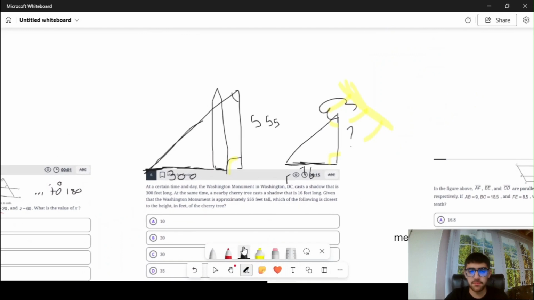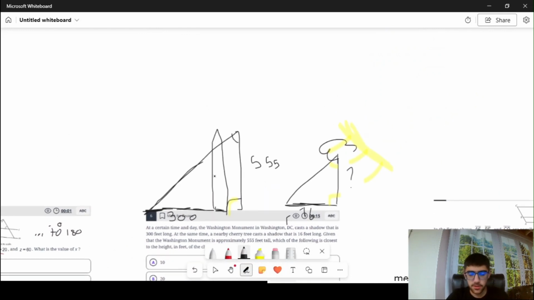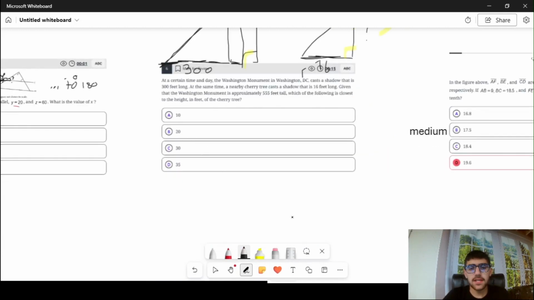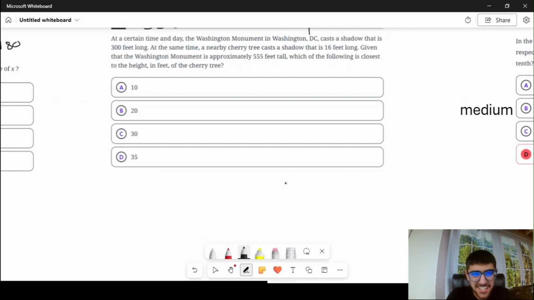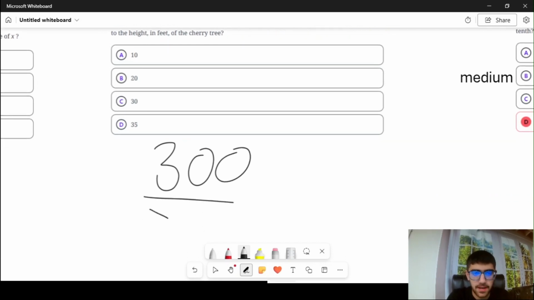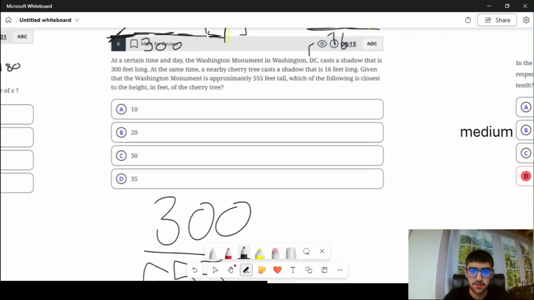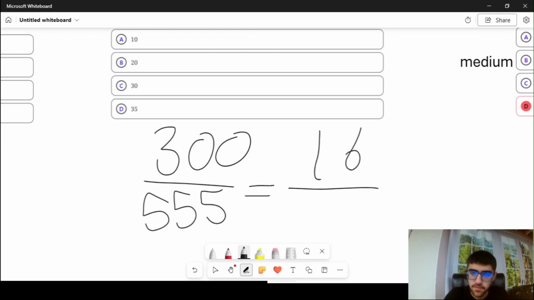Because they're similar, I can set up a ratio. So you could have gone the diagram way, or you could have just read it and interpreted it. The ratio would be 300 divided by 555. It doesn't matter if I flip it, I just have to flip it for the other side. Here I put the shadow on top, so for this one I also have to put the shadow on top. So 16 on top, over x.